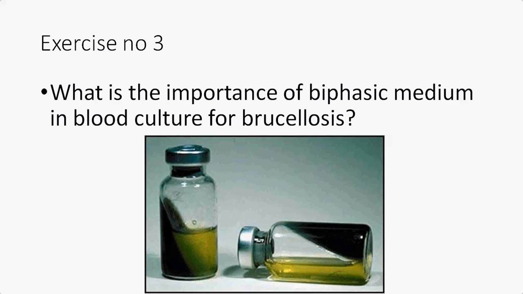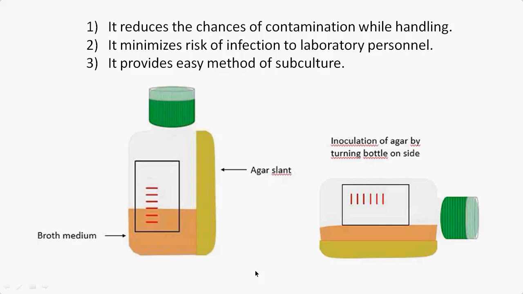Now, what is the importance of the biphasic medium in the blood culture for brucellosis? That is exercise number 3. We have learned this already. This is Castaneda's method of blood culture. Here we can see a biphasic blood culture system, with the slant as well as the broth. So what is the importance of using this?